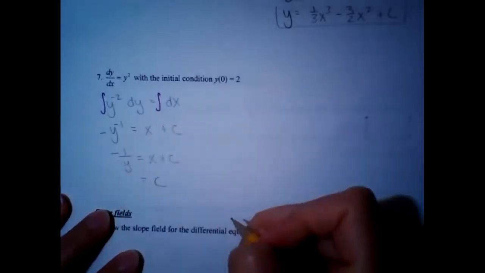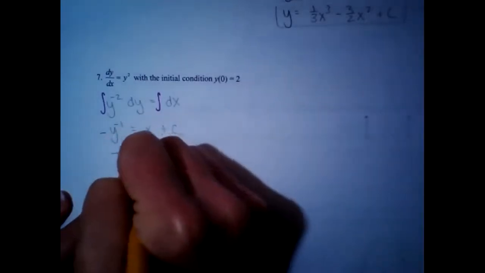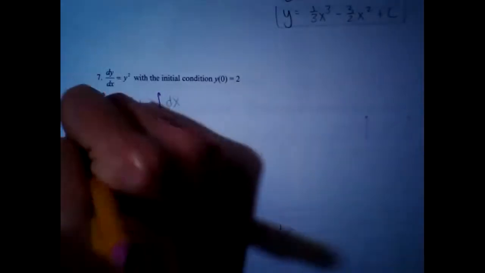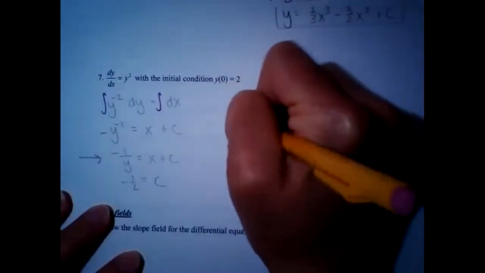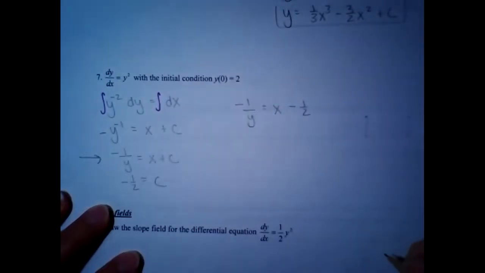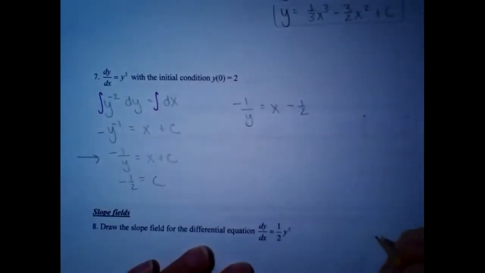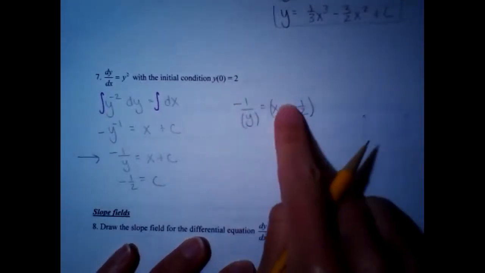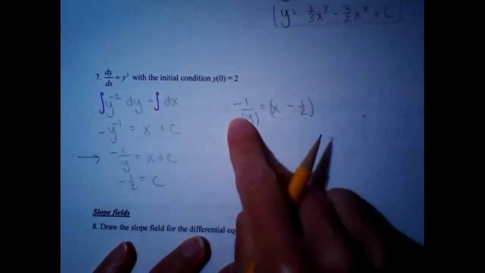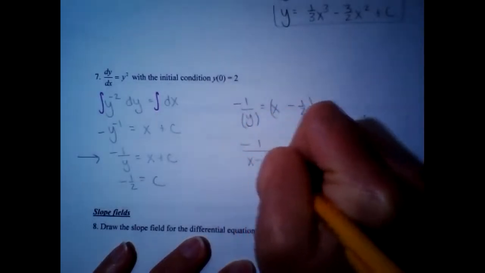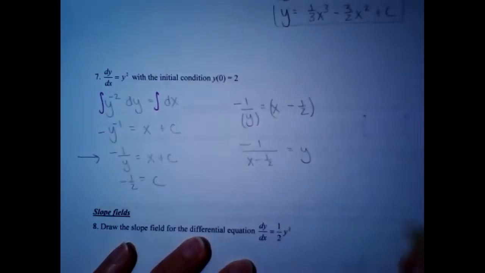All right, so we're going to plug in 0 for x. I'll make that just be c. 2 for y. And so c is -1/2. And so I'm going to recopy this line and put in that -1/2 for c. And then last step is solve for y. So what is going to happen is you're going to multiply over this y, divide over this x minus 1/2. So those two items are going to switch places. And then y is by itself, so we're done.